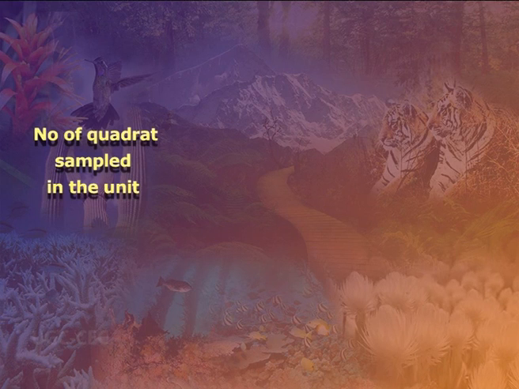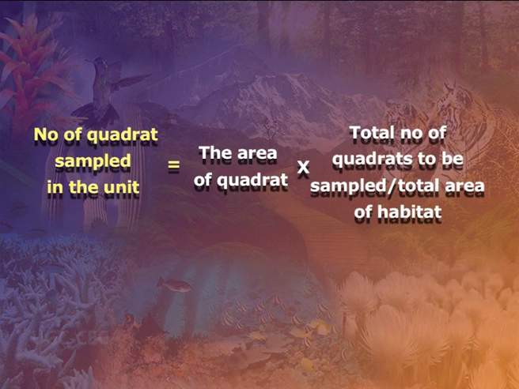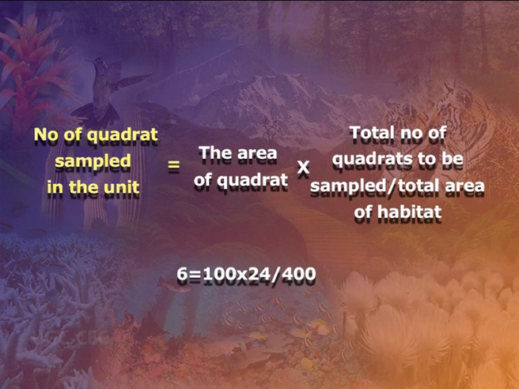There is a standard formula for calculating the number of samples to be placed in each unit. This is: number of quadrates sampled in the unit is equal to the area of the unit multiplied by the total number of quadrates to be sampled, divided by the total area of the habitat. In our example, 6 is equal to 100 multiplied by 24 divided by 400.